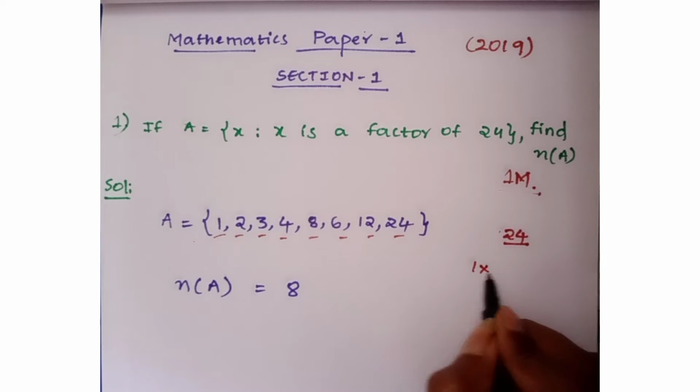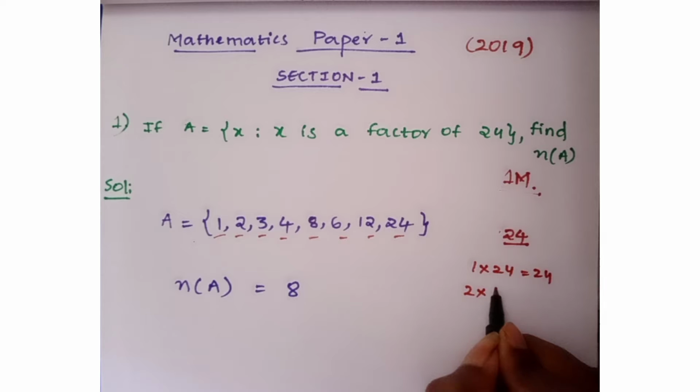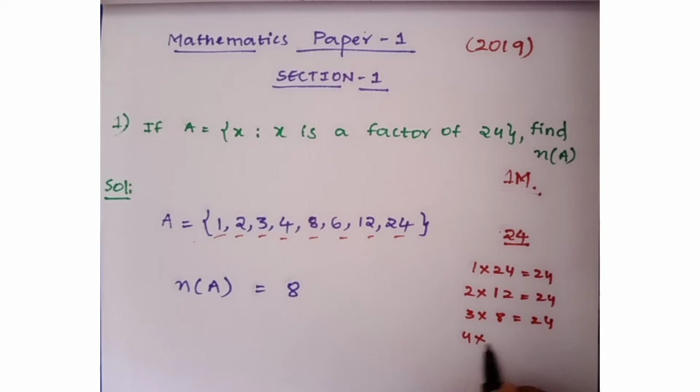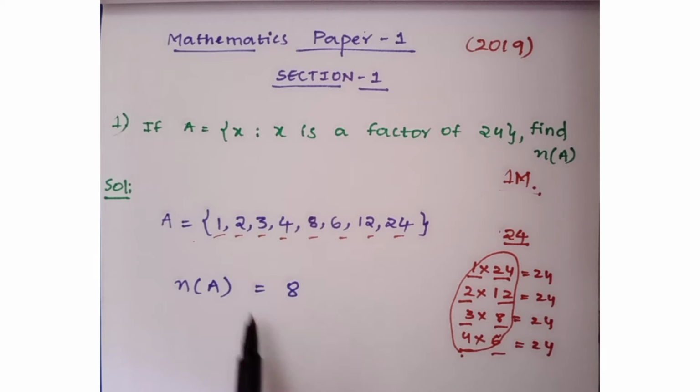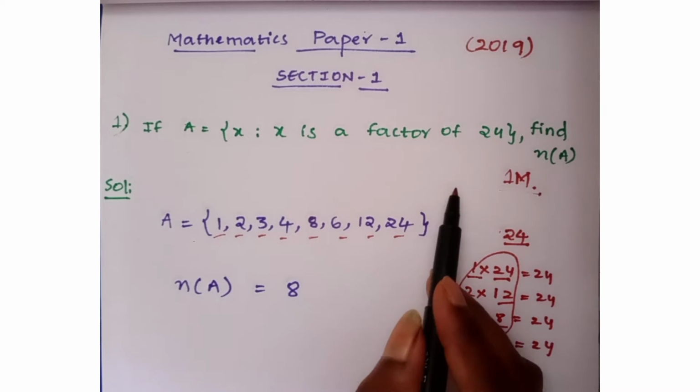So 1 into 24 is 24. 2 into 12 is 24. 3 into 8 is 24. 4 into 6 is 24. And again we are going to repeat, like 8 into 3, and so on. So you need to choose all the numbers: 1, 2, 3, 4, 6, 8, 12 and 24. These are the factors. So 1, 2, 3, 4, 6, 8, 12 and 24 are the factors of 24.